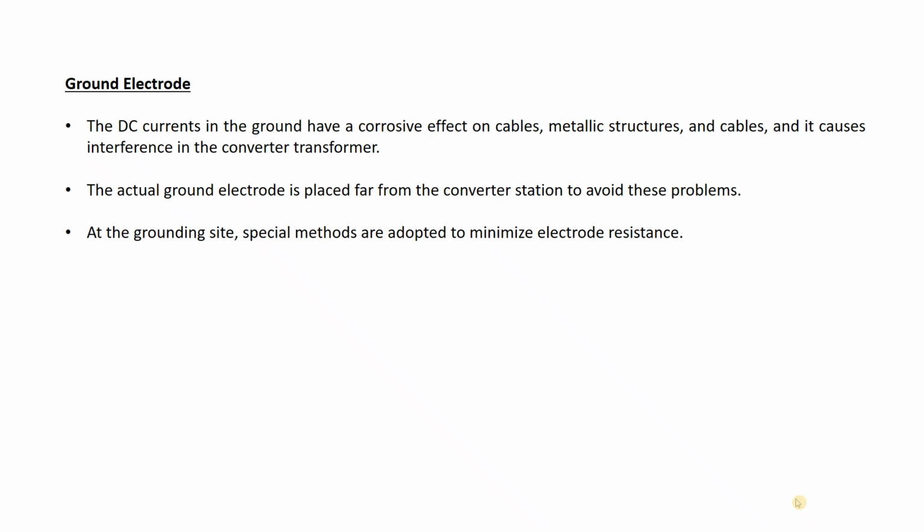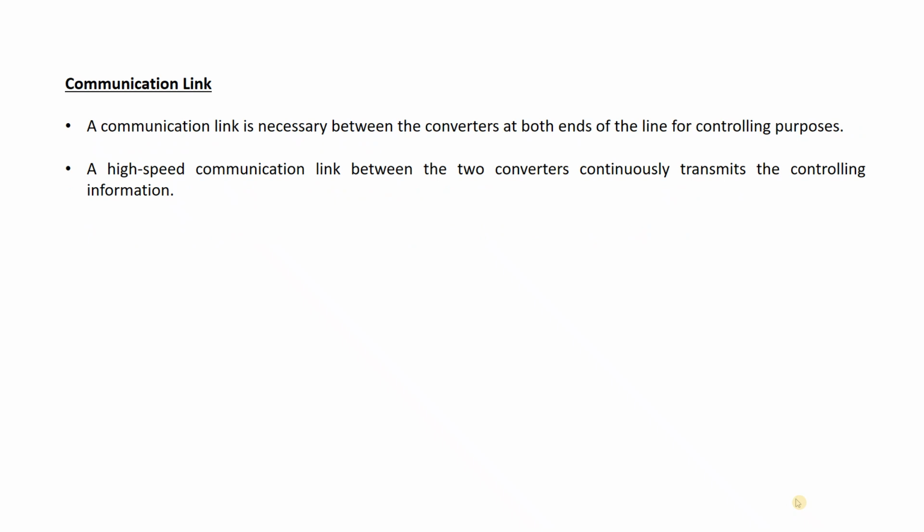At the grounding side, special methods are adopted to minimize the electrode resistance. Electrode resistance needs to be minimized so that maximum current can flow, because earth has very little resistance. But if there are a lot of impurities in the soil, such as rocks and rubbish, then the earth resistance will increase. So the electrode resistance will also increase, which will result in a lesser amount of current flow. So we have to select those areas where the earth resistance is less. Only in those areas are the electrodes placed.